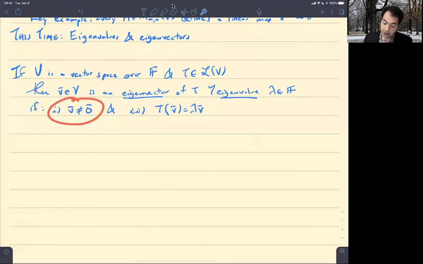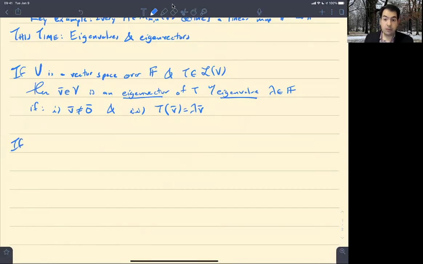Now, the first property is really important. You don't want to forget that. We're not allowing 0 as an eigenvector. And the reason is that if you were to allow 0 as an eigenvector, then all elements of the field would be eigenvalues, right? Because this equation, if v is equal to 0, just says 0 equals 0, and it doesn't matter what lambda is. So we don't want 0 to be an eigenvector, because then we're not really getting any information from this equation. Okay, so that's what it means to be an eigenvector or an eigenvalue of a linear map.